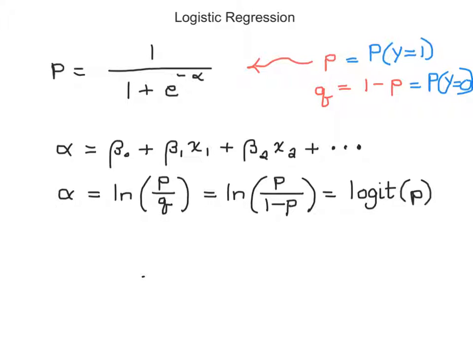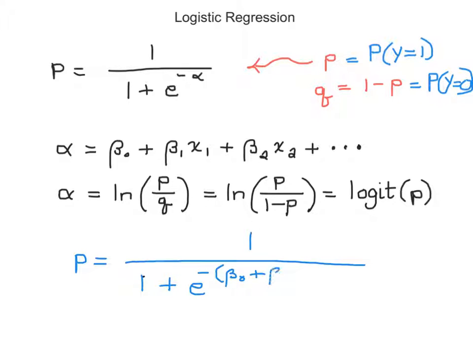So our logistic regression equation tells us that the probability that an outcome will be positive or true is 1 over 1 plus e to the negative beta naught plus beta sub 1 x sub 1 plus, and we're going to keep going until we've added a term for each of our independent variables.